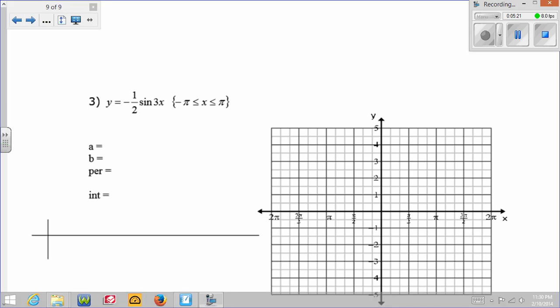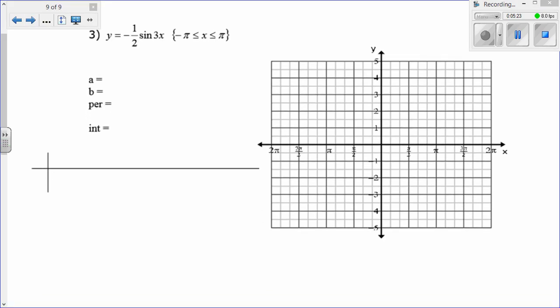Okay, we can apply the same things here as we did before. Find the amplitude of my function y equals negative 1/2 sine 3x. My amplitude is going to be a positive 1/2. B is my frequency, which is 3. The period is 2 pi divided by 3.